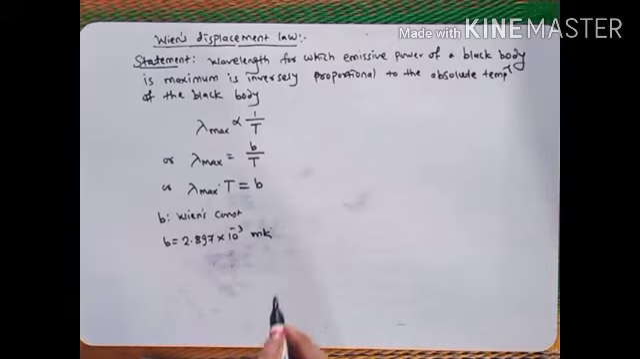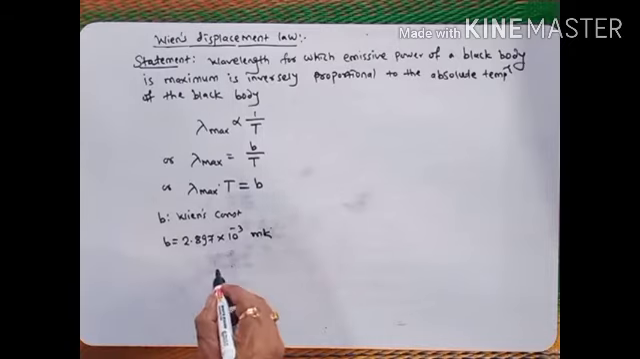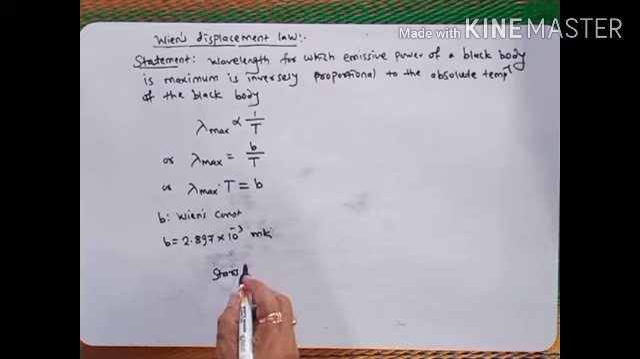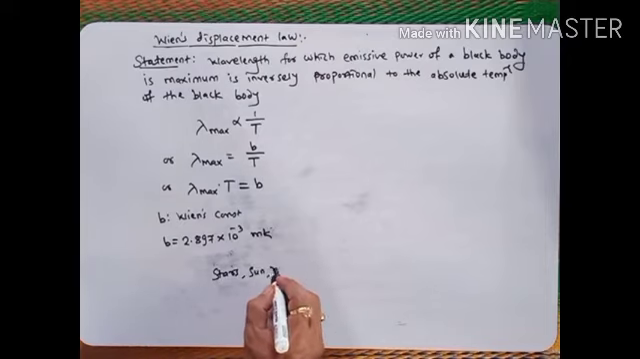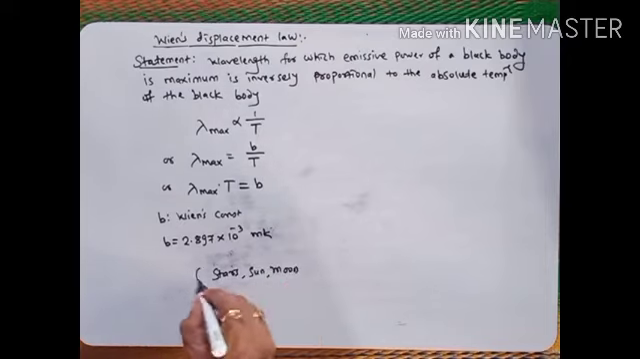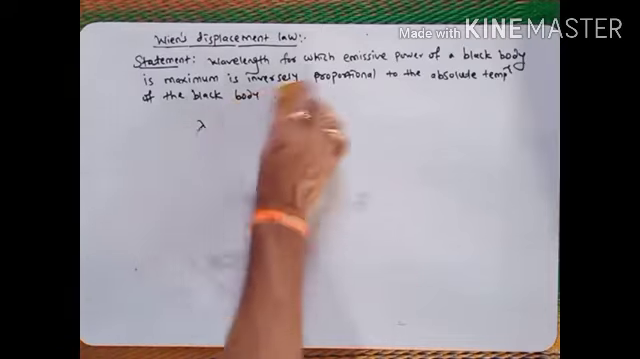This law is useful to determine the temperature of stars, sun, moon, etc. By using this law, we can find out the temperatures of distant stars, sun, moon, etc. I hope you all understand this. Now we can see the next and last article of this topic.